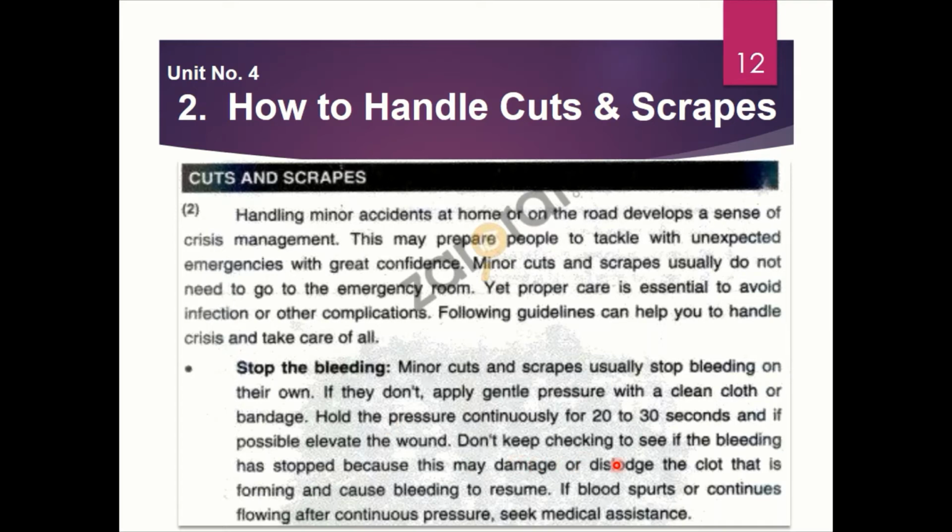And secondly, we should not keep on checking whether this bleeding has stopped or not, because it may dislodge the clot, that is the natural healing process, and it may open the wound once again if you start looking at it to see whether bleeding has stopped or not. But you must take care that if bleeding is not stopped, then you must seek the advice of the doctor instead of keeping on handling yourself, because this is something very important.